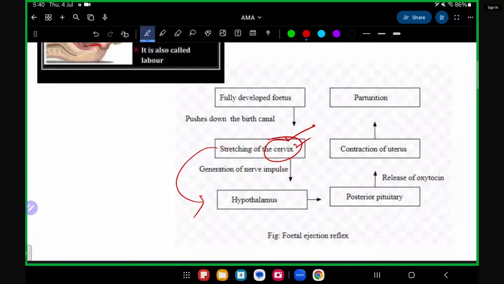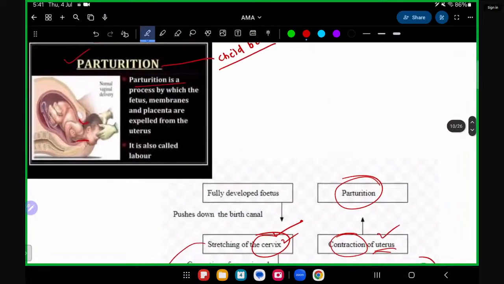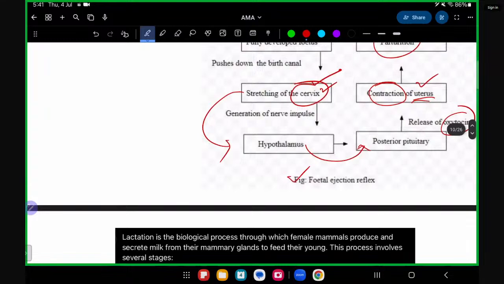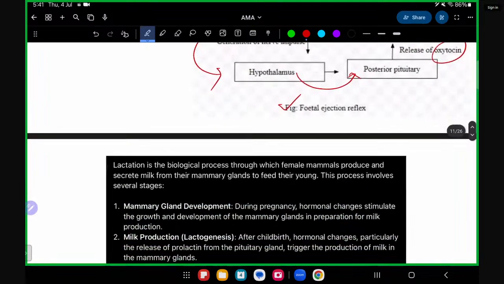Then hypothalamus stimulates posterior pituitary, right? Posterior pituitary secretes what? Oxytocin. Oxytocin acts on uterus, specifically the myometrium layer. Then the contraction of uterus takes place and it leads to parturition, that is childbirth. Right? It is also known as what? Fetal ejection reflex.